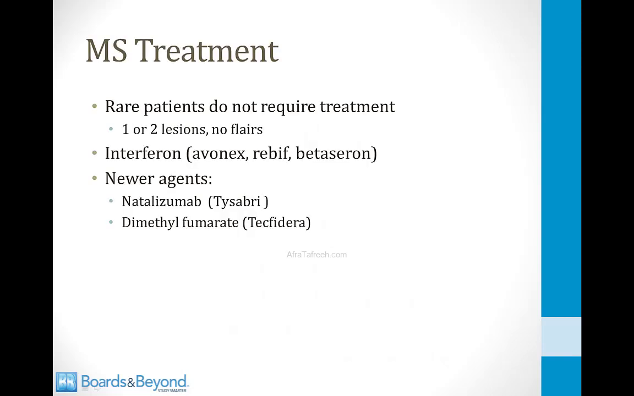You aren't likely to be asked about multiple sclerosis treatment on your boards because it's extremely complex. It's something done by highly trained neurologists, but just a little bit of this here so you're aware. So rare patients with very mild symptoms and just 1 or 2 lesions and no flares sometimes can be watched without therapy. The mainstay of treatment for patients with mild symptoms is something called interferon. It's injectable and it seems to limit the progression of the disease. And then there are some newer agents which are powerful anti-inflammatories. We don't know exactly how they work, and both of these are sometimes being used. Some of them are oral agents that multiple sclerosis patients can take to try to limit disease progression.